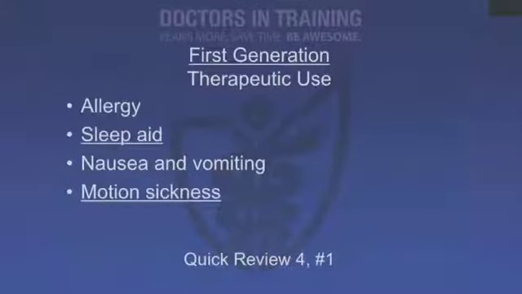So therapeutic use of your first-generation antihistamines, in general, is for allergies. There are other first-generation antihistamines that can be used for other reasons. Sometimes patients will take first-generation antihistamines to help them go to sleep. Some unique first-generation antihistamines can be used to help relieve symptoms of nausea and vomiting or motion sickness. But so those are those.